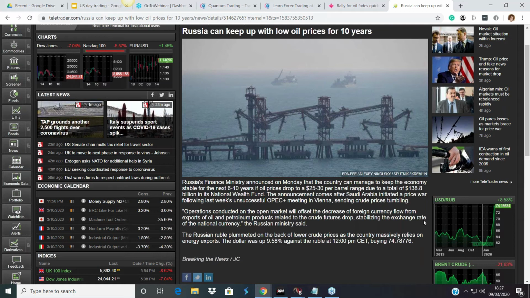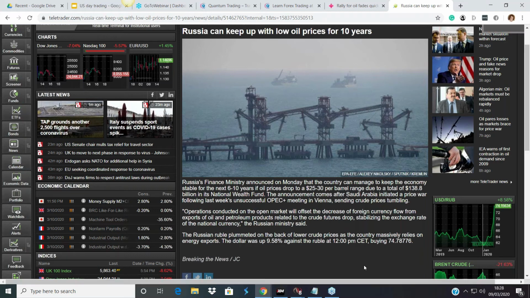And obviously you have OPEC, and really what's happened over the weekend is this real fracture within OPEC. OPEC is the cartel which manages the oil price and the oil market, and they really have fallen out in a very, very big way. And what this article points out is that Russia, if they can keep oil prices low, they don't care. They can carry on for 6 to 10 years, even if oil prices drop to $25 to $30 a barrel. So it's a very, very serious situation.